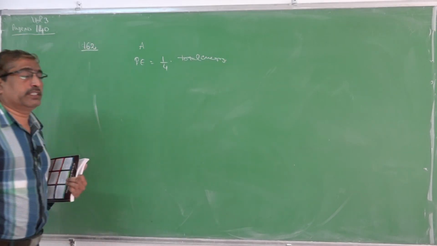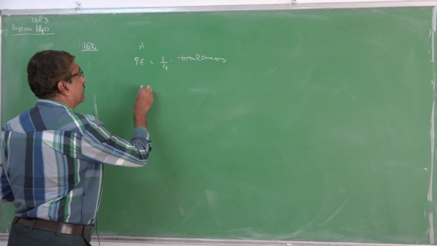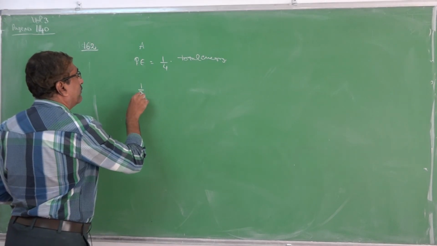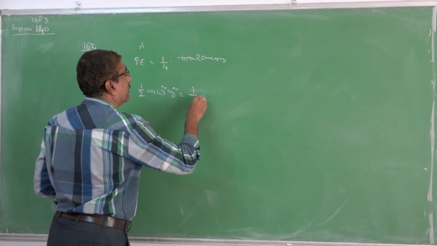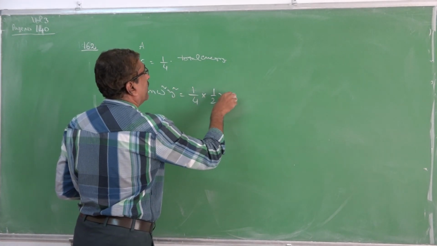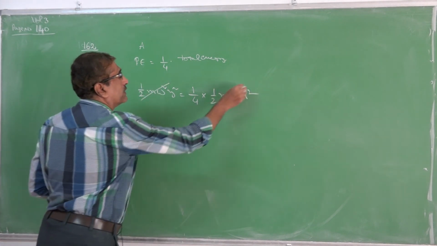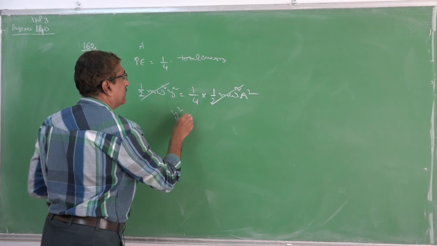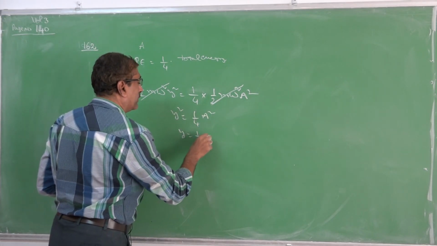As we know, total energy of the simple harmonic oscillator remains constant. So, potential energy half m omega square y square is equal to 1/4 of half m omega square A square. This is the energy. So, I am cancelling this. So, y square is equal to 1/4 A square. So, y is equal to 1/2 A.